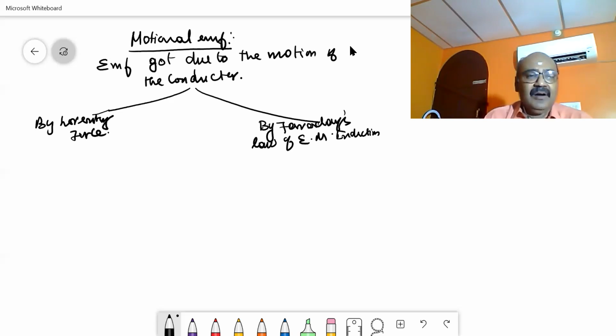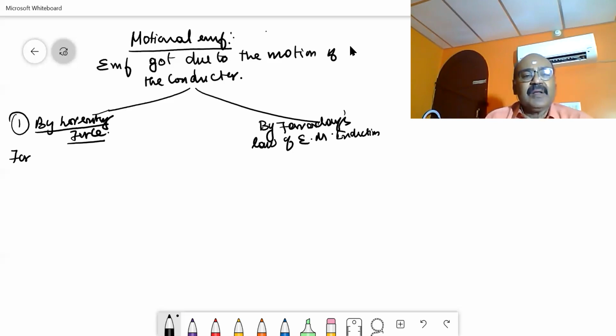First of all, let us go with the method: how, using the Lorentz force, we can get this motional EMF. See, when you are considering the Lorentz force, already in your third chapter, that is regarding the magnetic effects of electrical current, you might have studied about the Lorentz force. What do you mean by this Lorentz force?